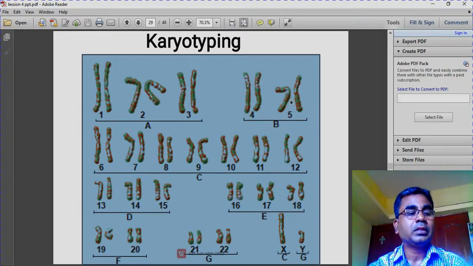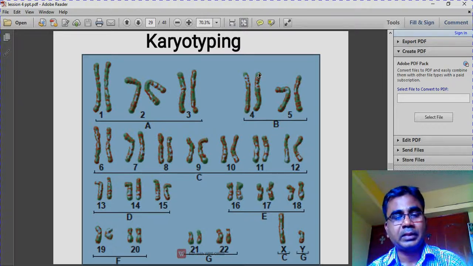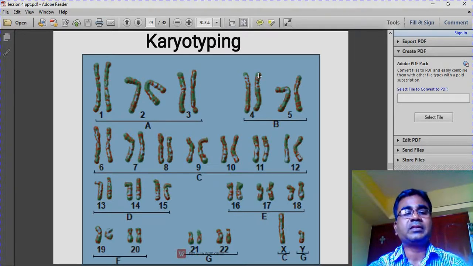One more application of karyotyping is that it is used to predict the evolutionary relationship between species. By observing the karyotype of humans, and also the karyotypes of other primates, monkeys, and other mammals, we can find out the evolutionary relationship. By observing the karyotypes of different animals, we can study the evolutionary relationship between the species. For that also it is used.